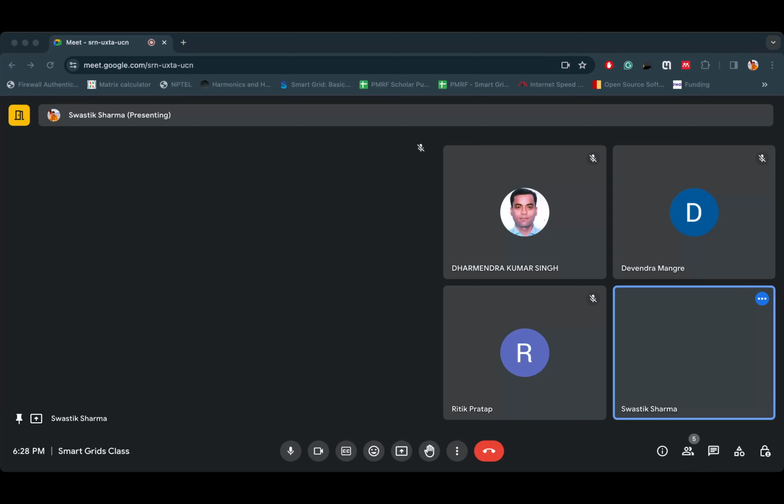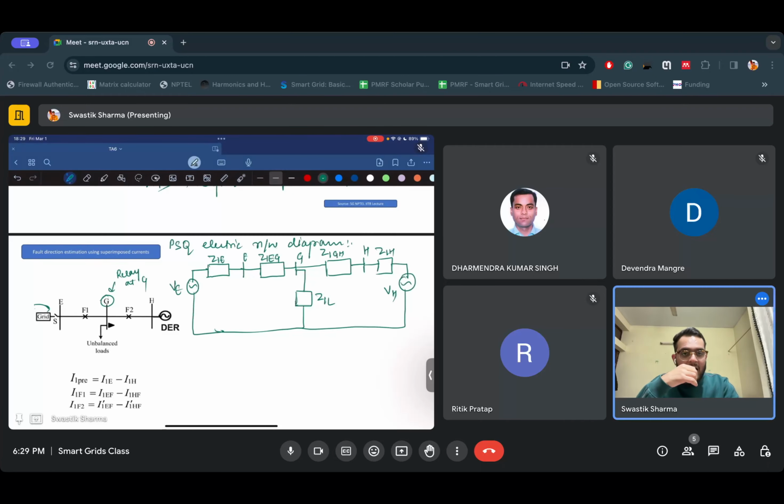And then the G bus is connected to the H bus, and the H bus is connected to a DER, which will once again have its internal impedance and a voltage source representation. So we can draw a positive sequence electric network diagram using this information, right? Let's assume there are two currents flowing in these two loops, one is IE0, one is IH0. And let's say we are trying to calculate how G will react to some fault happening either in front of it or backwards to it.